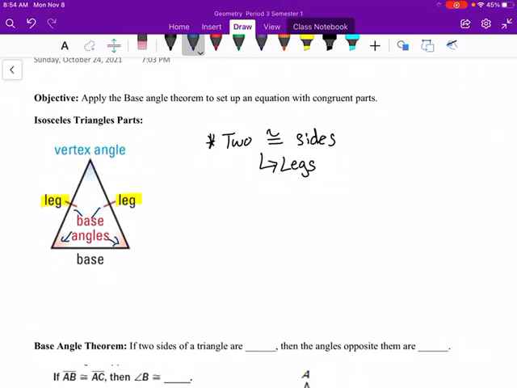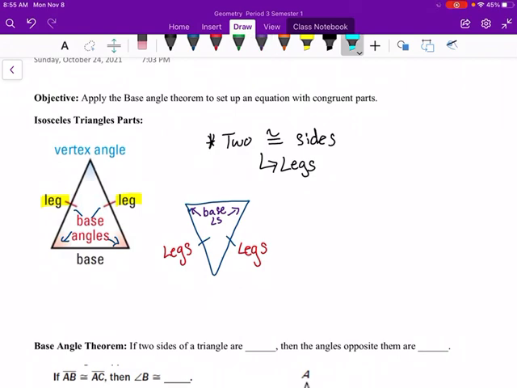That is still true even if our triangle is drawn a different direction. So say it was drawn like this, upside down. These are still going to be our legs. The base angles are still going to be these bottom two angles. I guess they're the top two angles in this triangle. Even though they're not on the bottom, those are still the base angles because they're across from the legs.